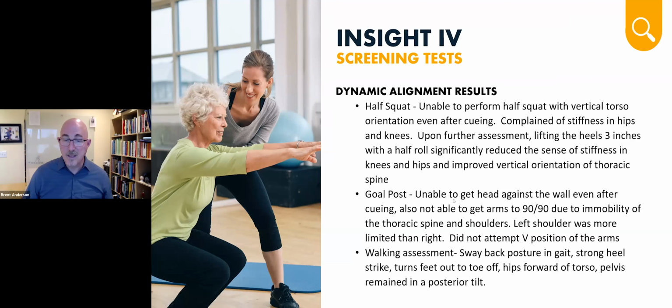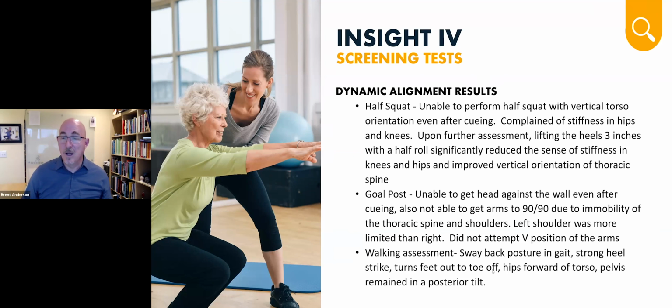And in her walking assessment, we saw that she had that sway back posture and gait, strong heel strike, turn feet out to toe off. So what that means is she's rolling over the inside of her foot, her big toe, and she had bunions from that process. She never really got a springy toe off. So it was a very muscular pull from her hamstrings to be able to walk. There was no natural springiness to her walk. And if she's somebody that likes to hike, that could be a real problem.